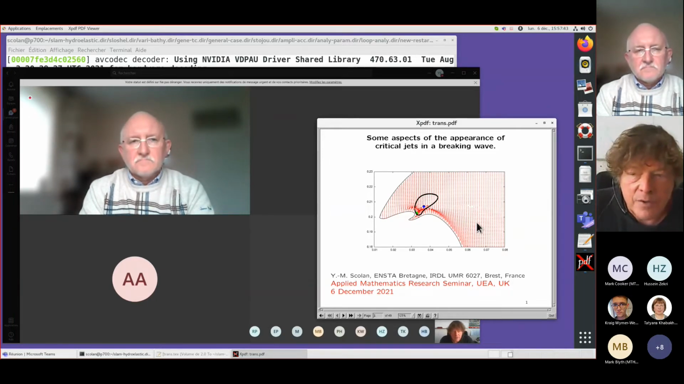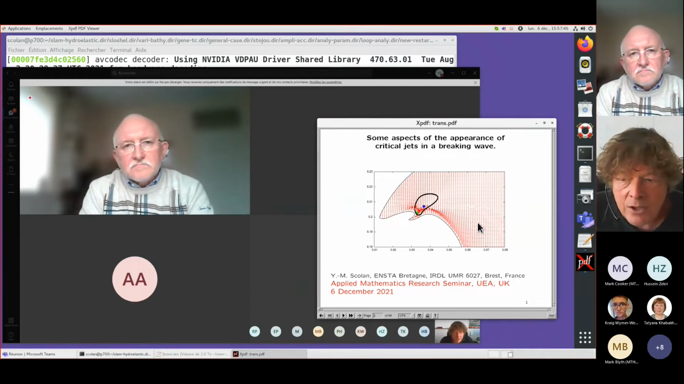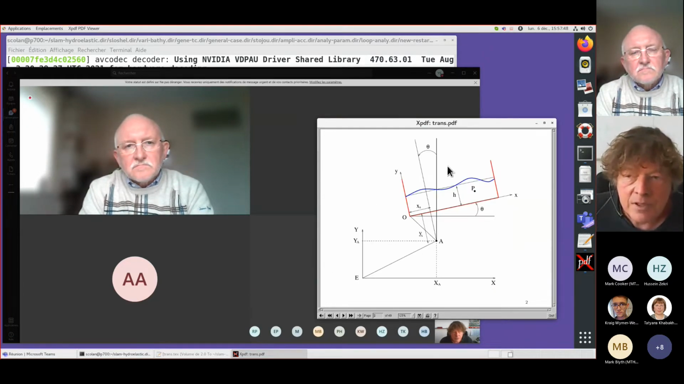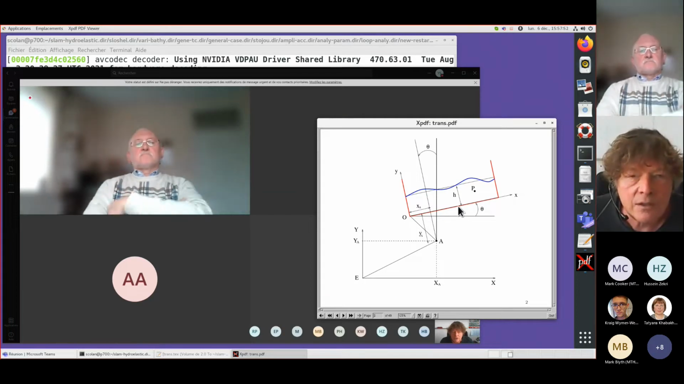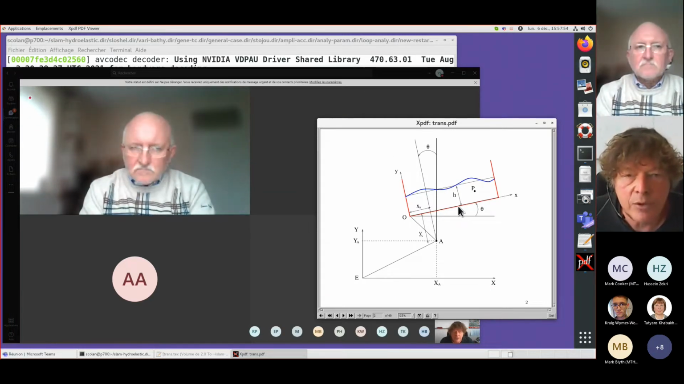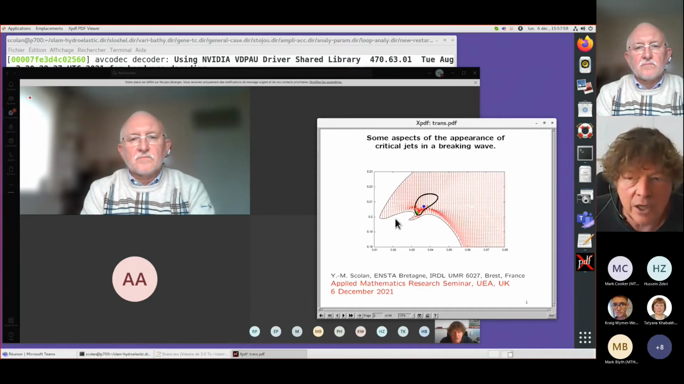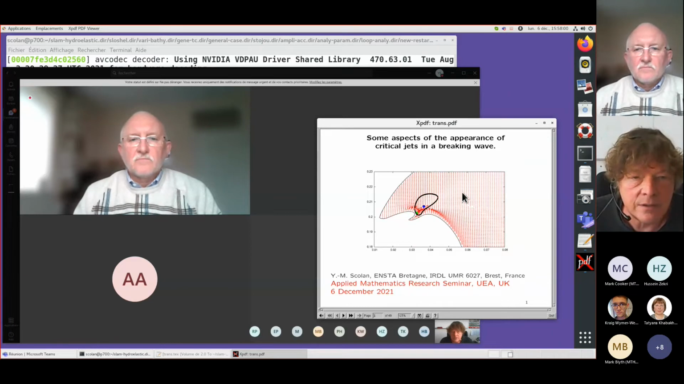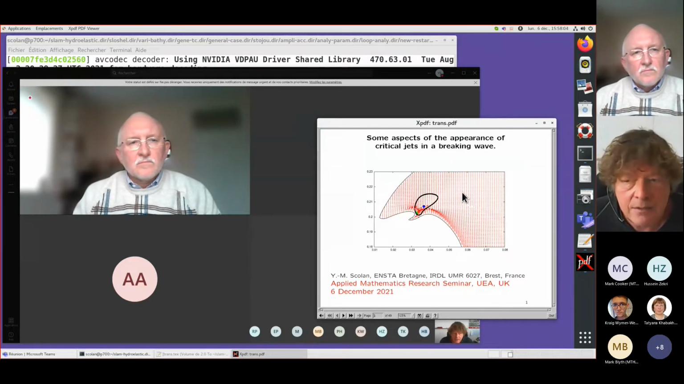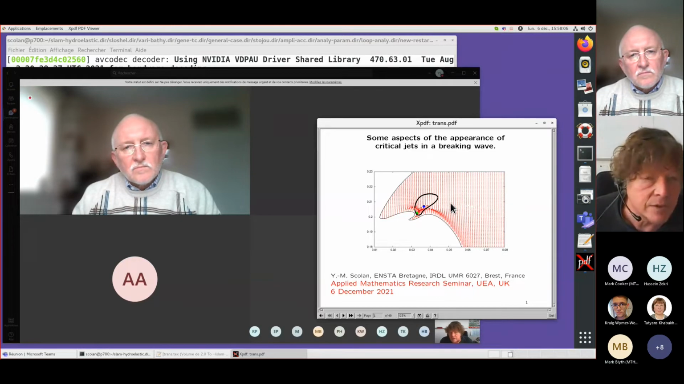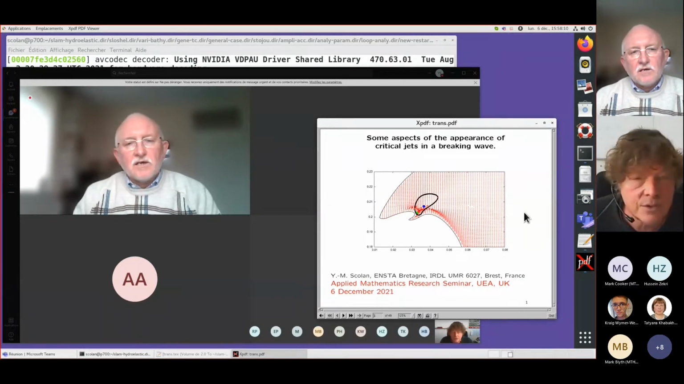But in the present case, by doing this forcing motion, we managed to introduce much more energy than starting from a dam breaking case. And that's why we arrive at a critical jet like this one, which appears here. Something which could be interesting is to correlate the level of energy and the appearance of this critical jet, obviously. It's another question.